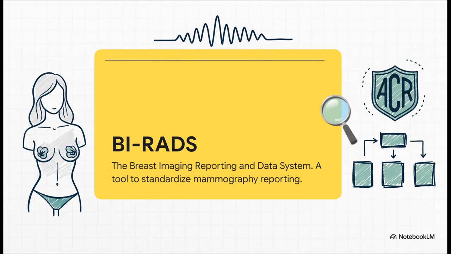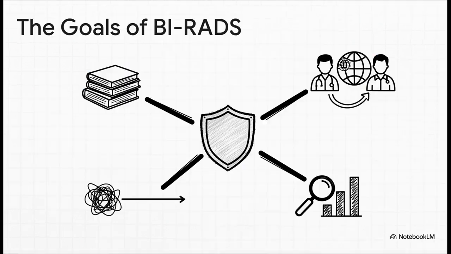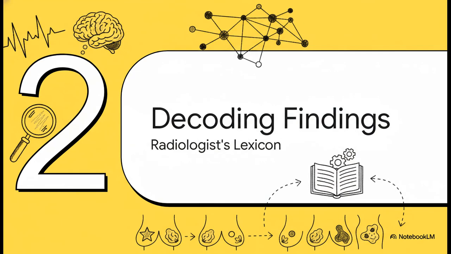So what is BI-RADS? It actually stands for the Breast Imaging Reporting and Data System. I want you to think of it like a universal playbook created by the American College of Radiology. Its whole purpose is to make sure every single doctor is describing and scoring a mammogram in the exact same way. And its goals? They're crystal clear. Standardize the language, cut down on confusion, make sure doctors can communicate with each other reliably. And it even helps with research down the line. This system means that a radiologist in New York is speaking the exact same language as one in California. It's all about consistency.